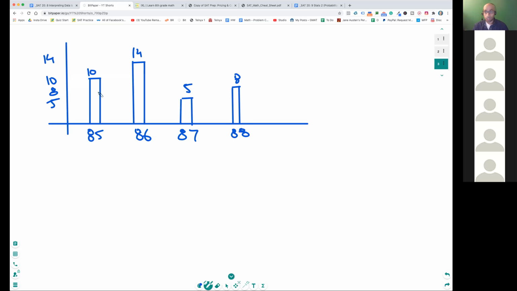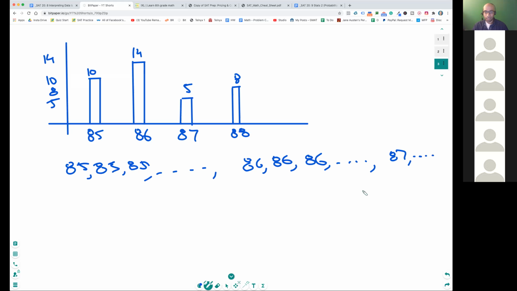Excellent. So remember, what you're doing here is you want to find out the total. The easiest way to find the total is, 10 students have got a score of 85, so it's kind of like 85, 85, 85, 10 times. Then you've got 14 students who got a score of 86, 86, 86. Then you've got 5 students who got a score of 87, 87, 87. Then 8 students who got a score of 88. In reality, you're going to add 85 plus 85, 10 times. Then you're going to take 86 and add 86, 14 times. What a mess, right?